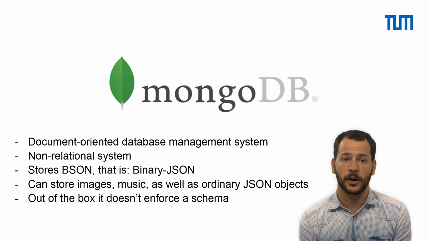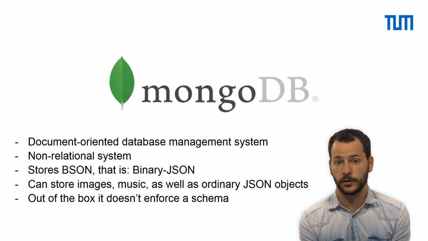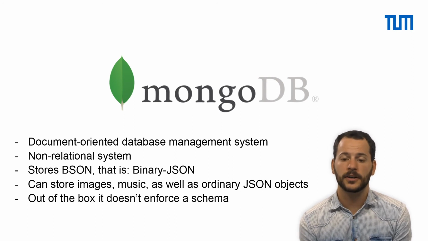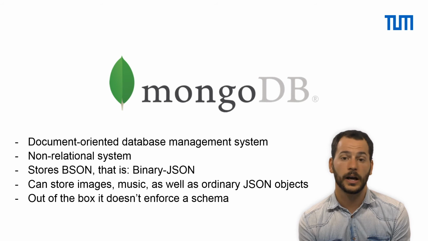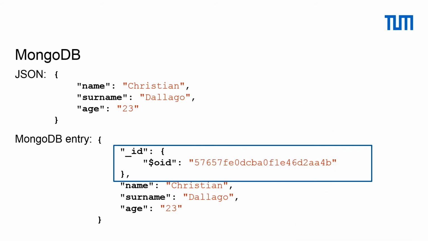MongoDB actually stores objects in a binary JSON format. It does so because binary JSON allows it to store not only the usual JSON files, but also music and images. This is an example of a JSON file being stored into a MongoDB entry. On the top we see an ordinary JSON file, and on the bottom we see what we would see if we insert this JSON file into MongoDB.